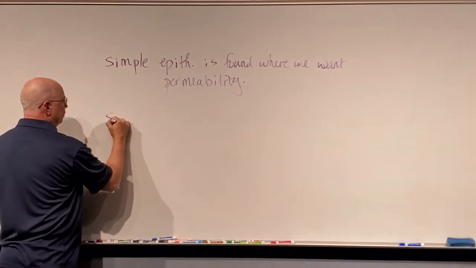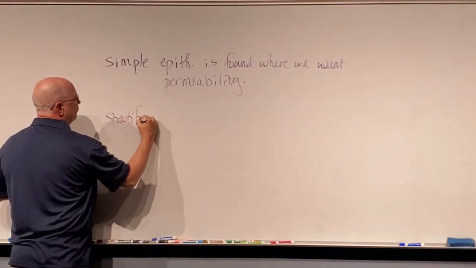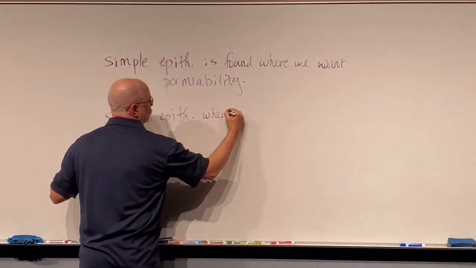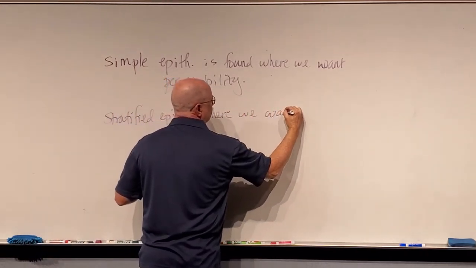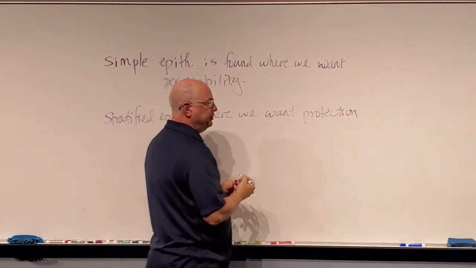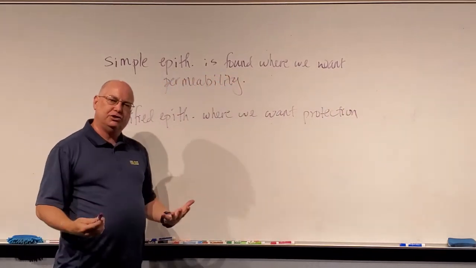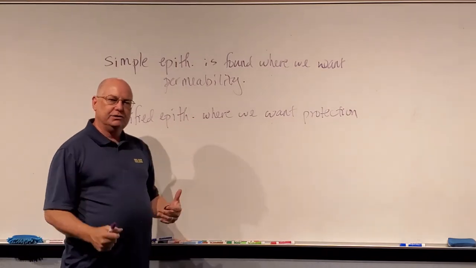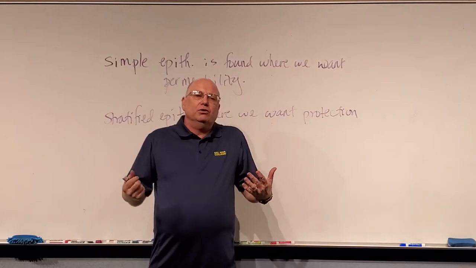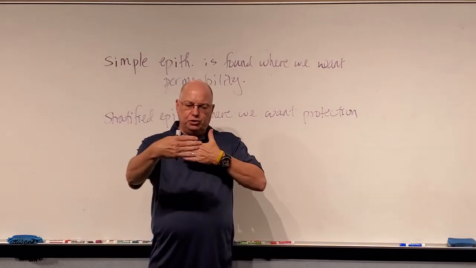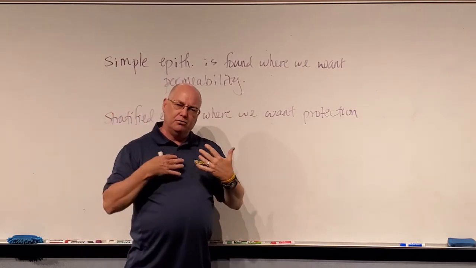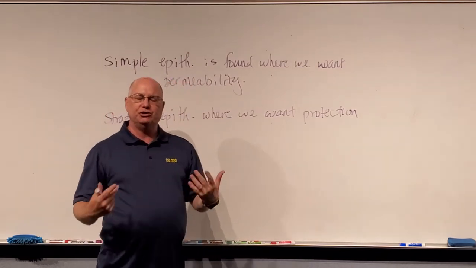And as a general rule of thumb, we find stratified epithelia where we want protection. We want thick layers where we want protection. The thicker it is, if I were going to throw a baseball and told you I'm going to hit you with the baseball, would you want a sheet or would you want a pillow covering you? The thicker the layers, the more padding, the more protection from abrasion and scratches and scrapes.